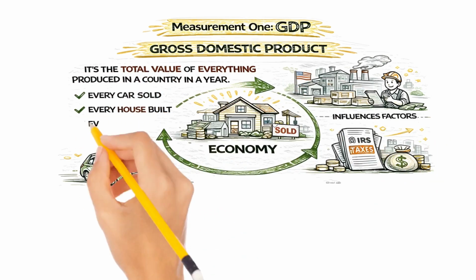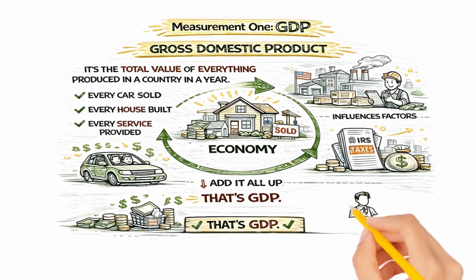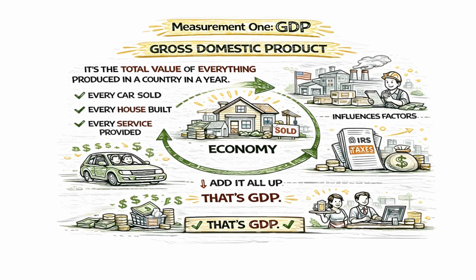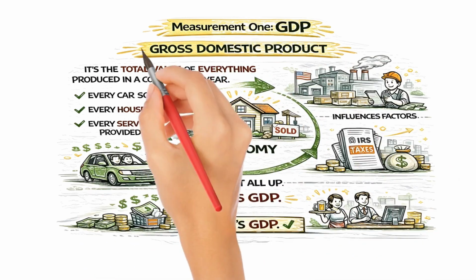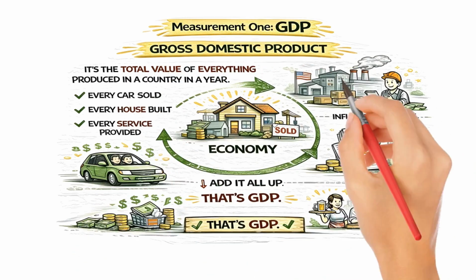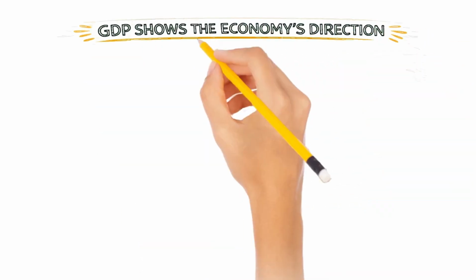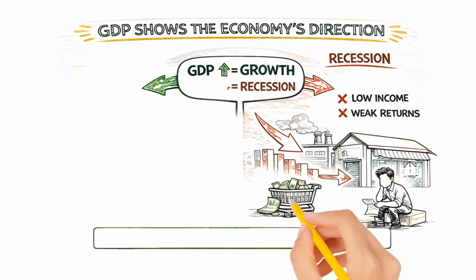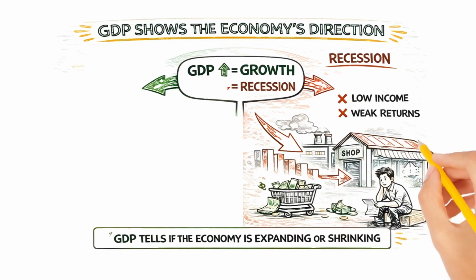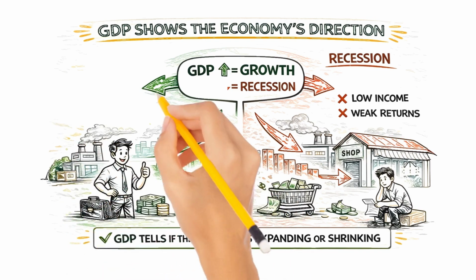Macroeconomics focuses on four big measurements. Measurement 1, GDP, Gross Domestic Product. This is the total value of everything produced in a country in a year. Every car sold, every house built, every service provided. Add it all up. That's GDP. When GDP grows, the economy is growing. When it shrinks, we're in a recession. GDP growth usually means more jobs, higher wages, and better investment returns.